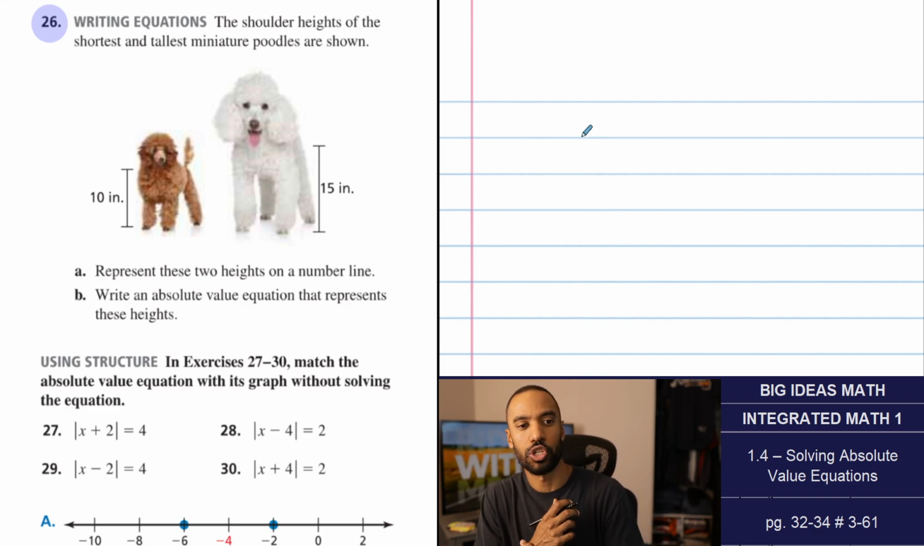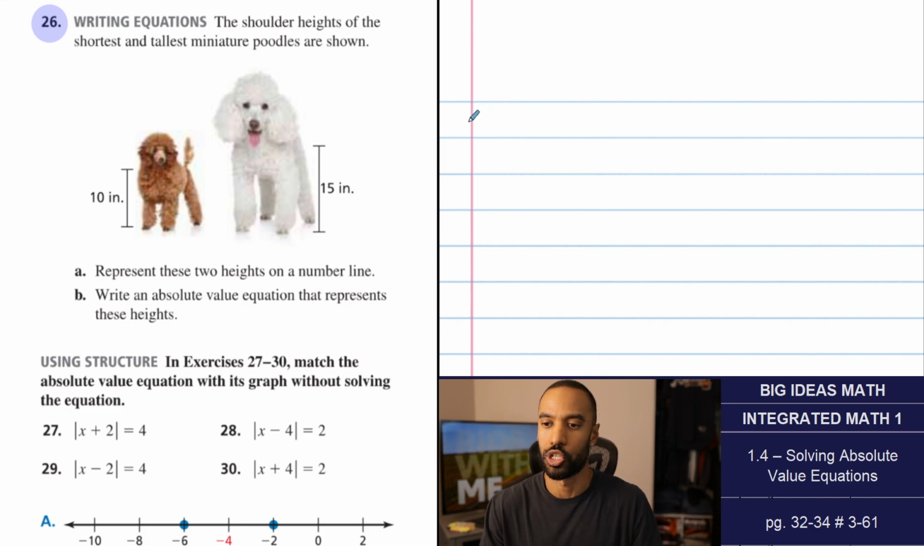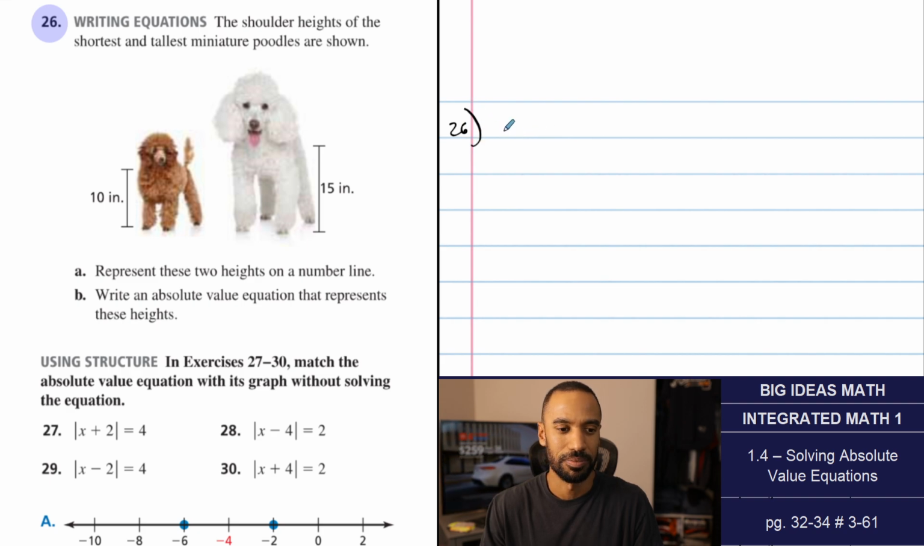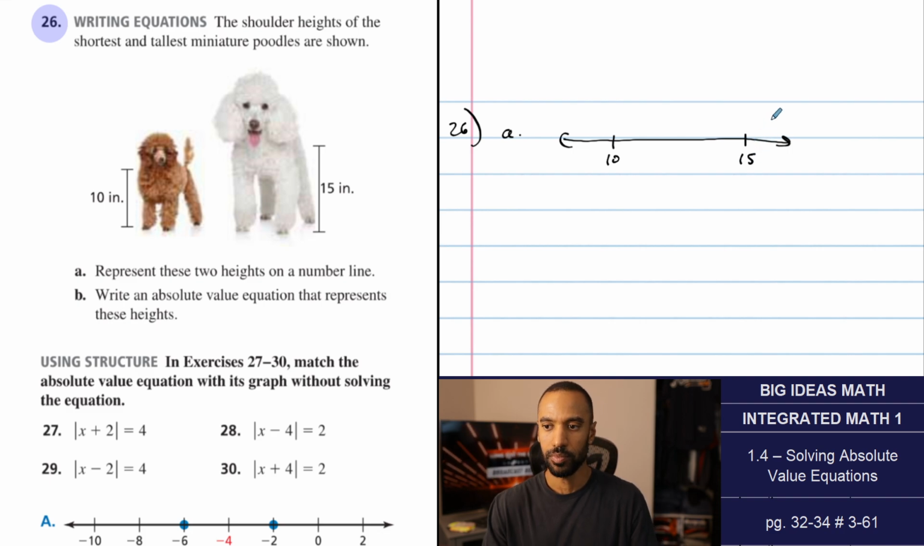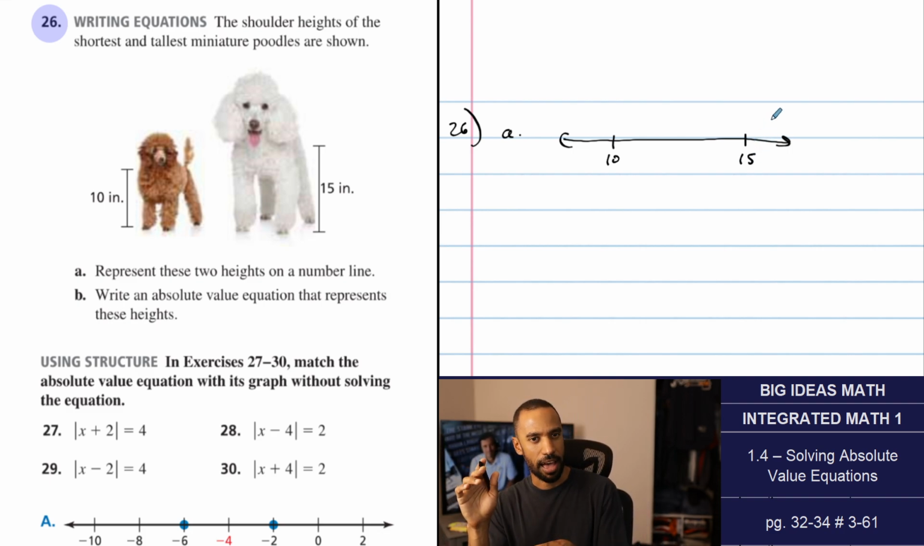All right, writing equations. The shoulder heights of the shortest and tallest miniature poodles are shown. Aww. Represent these two heights on a number line. So I'm not going to redraw what's there, but I am going to construct my own number line here. I got 10 inches and 15 inches. Let's do the other version of finding half the distance between, because we're going to have to write an equation for this one as well.